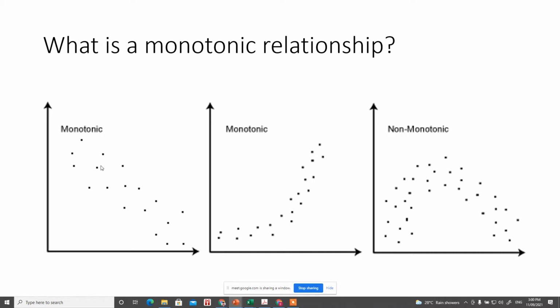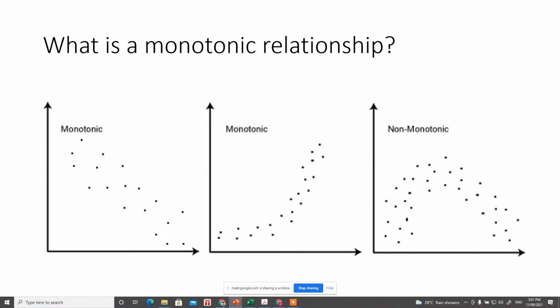Here, the first one is linear. The other one is not linear because it's a curved relationship. However, as x increases, y also increases. The other one is a non-monotonic relationship because it does not follow that as one variable increases, the other increases or decreases. It's not monotonic because there is a peak within the curve.